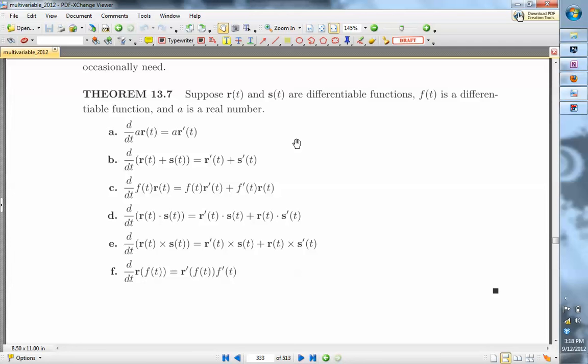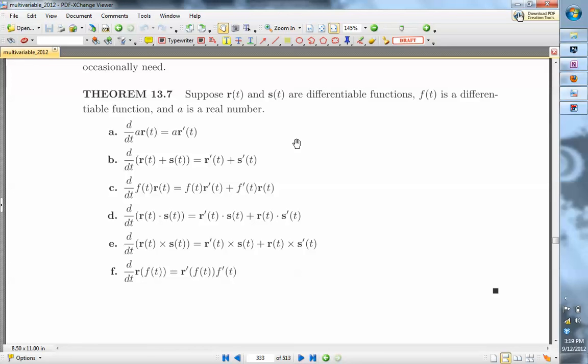E, really remarkable given how hideous the cross product is, that the product rule somehow passes through this thing and survives the cross product. Really interesting. On the left-hand side, R cross S, vector or scalar? Vector. Derivative of a vector is a vector, so the right-hand side better be a vector. Is it? Yeah. Okay, good. The last one, what is that? That's the chain rule for vectors.